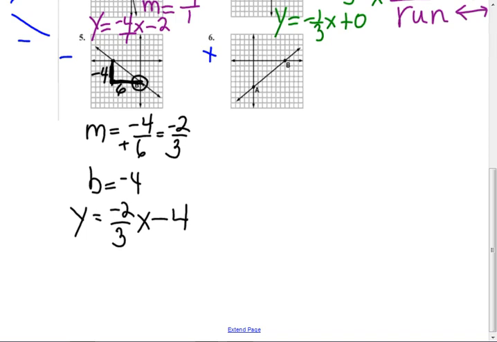Then where's the y-intercept? Where is this point right here? What is that? Allison, where's that point? Right here. Down. Jake? -4. That's why that's a -4. And then you substitute it into this equation.